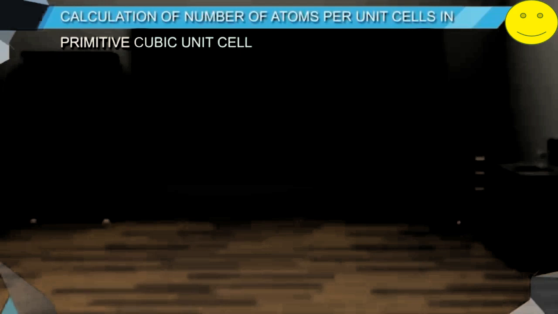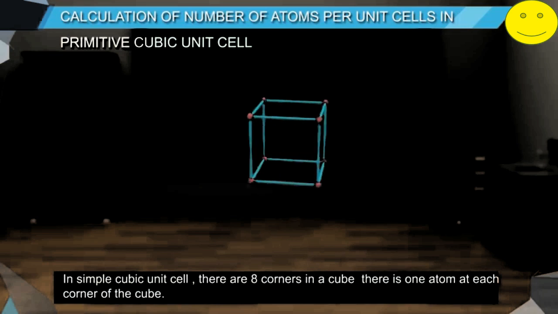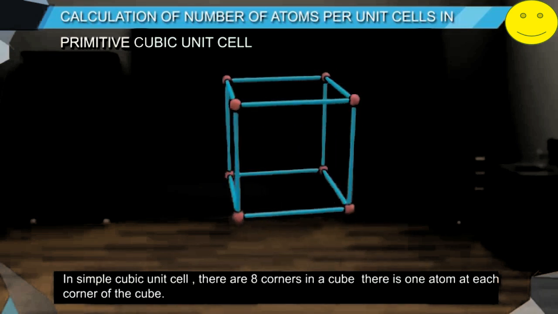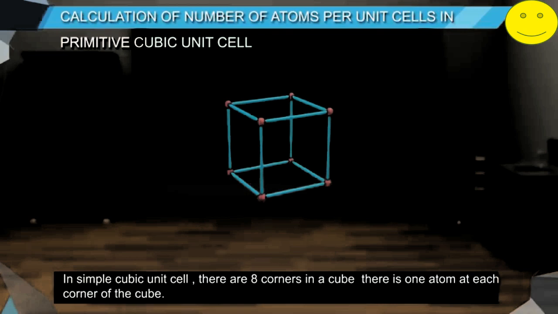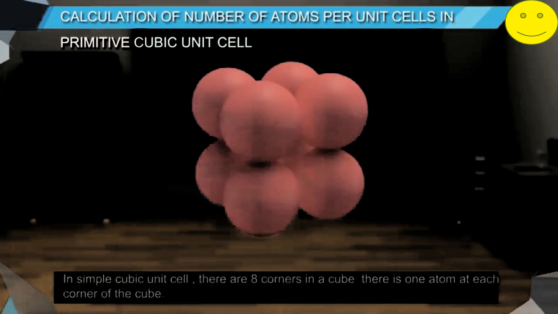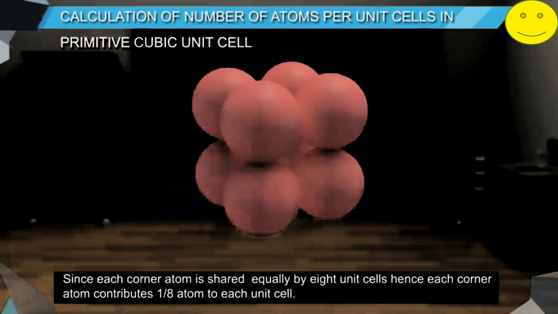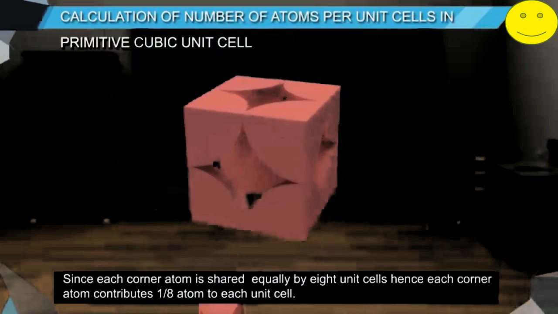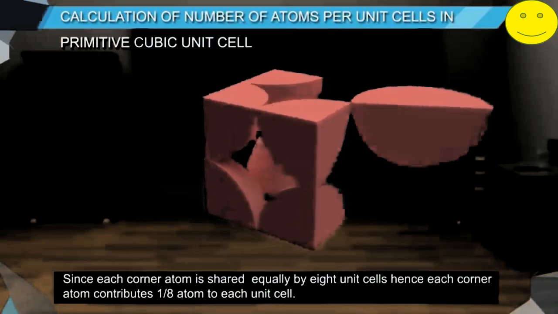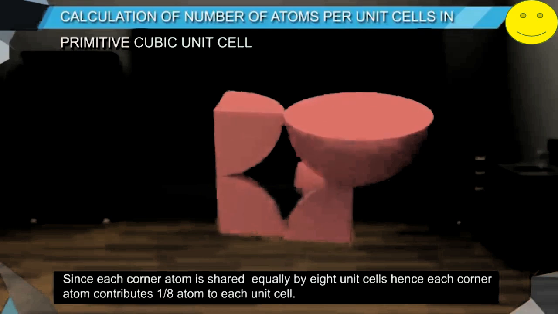Calculation of number of atoms per unit cell in primitive cubic unit cell. In simple cubic unit cell, there are 8 corners in the cube. There is one atom at each corner of the cube. Since each corner atom is shared equally by 8 unit cells, hence each corner atom contributes 1/8 atom to each unit cell.